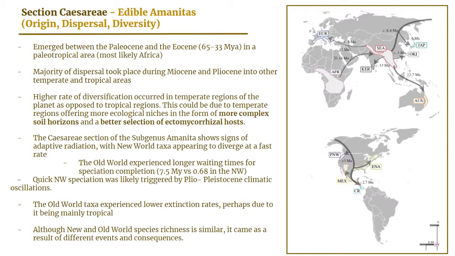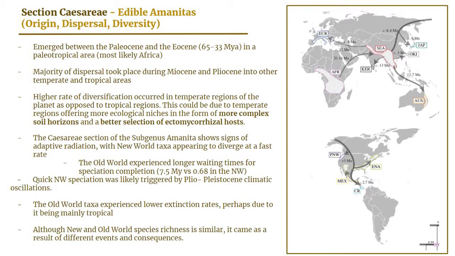This could be due to temperate regions offering more ecological niches in the form of complex soil horizons and a better selection of ectomycorrhizal hosts. The edible section of this genus, subgenus Amanita, shows signs of adaptive radiation, with New World taxa appearing to diverge at a fast rate. The rate in the Old World was 7.5 million years to diverge, but in the New World, it's not even a million years.